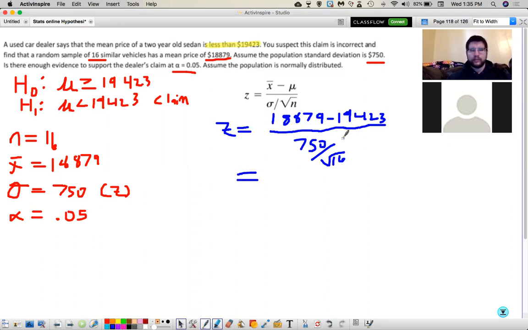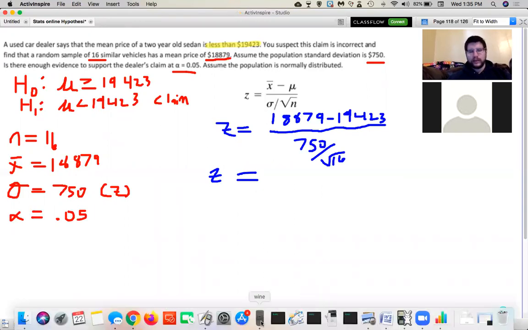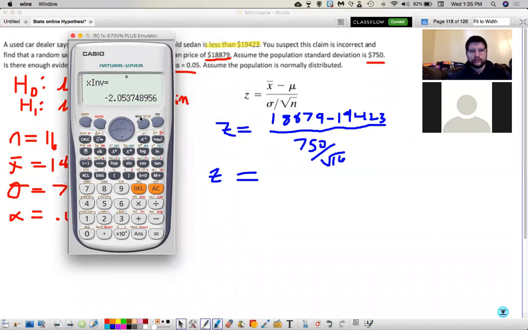You don't have to show this step. You just need to give me that test statistic. But if you screw up for some reason and don't write this step, then I won't be able to give you any partial credit. So again, I'm going to type this in. Got a fraction.